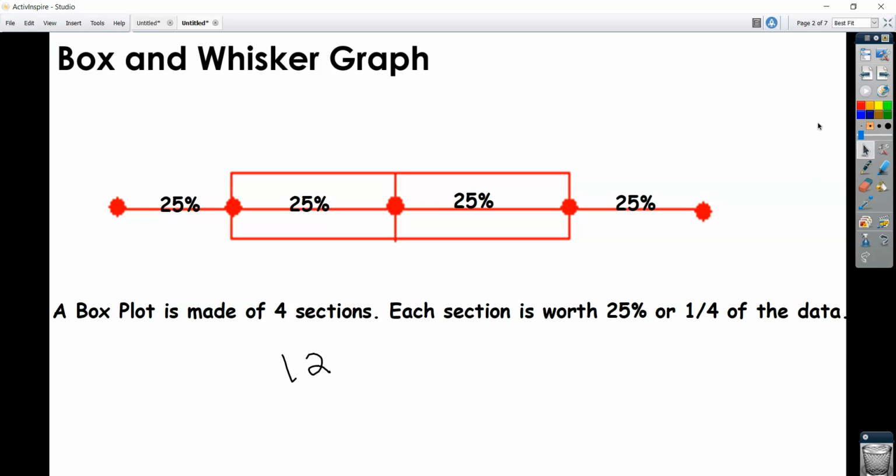So now let's look at how we can create a box and whisker plot, because we know what it is. We know the 5 summary statistics that are involved in it. We also know that each section represents 25%. Now let's look at an actual example where we have to create it.